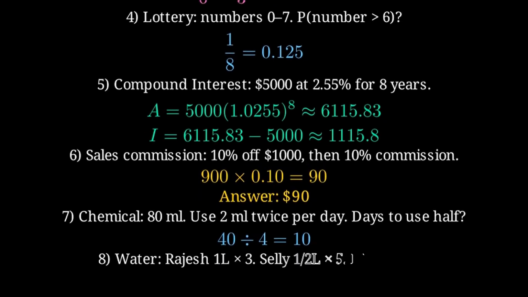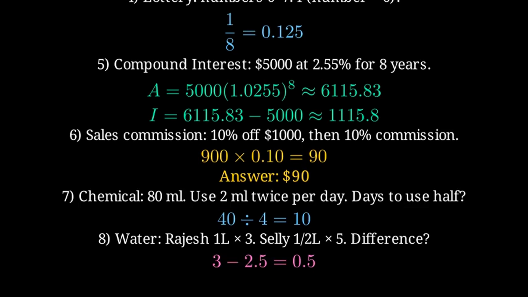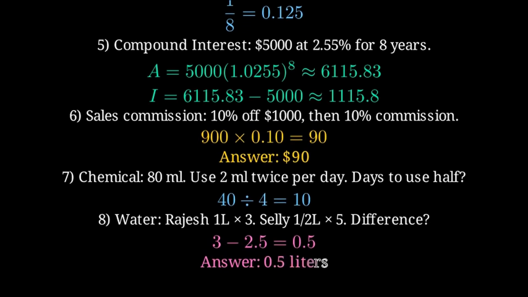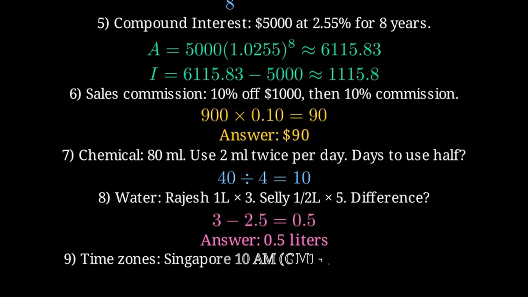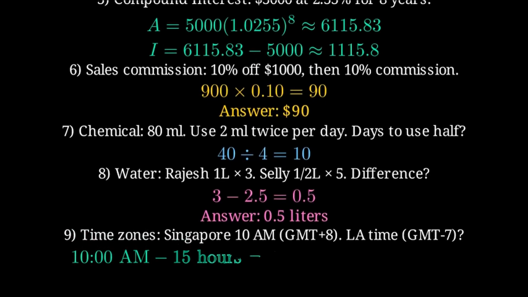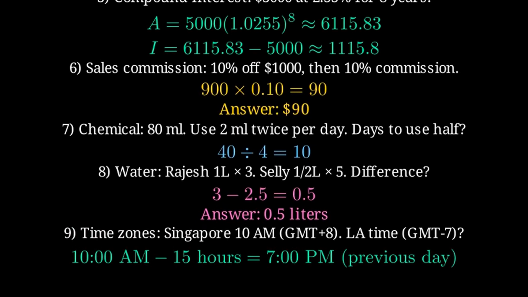Problem 8. Rajesh drinks 1 liter 3 times, so 3 liters. Selly drinks half a liter 5 times, so 2.5 liters. The difference is 0.5 liters. Problem 9. Singapore is GMT plus 8, and Los Angeles is GMT minus 7. That is a 15-hour difference. 10 a.m. in Singapore is 7 p.m. the previous day in Los Angeles.